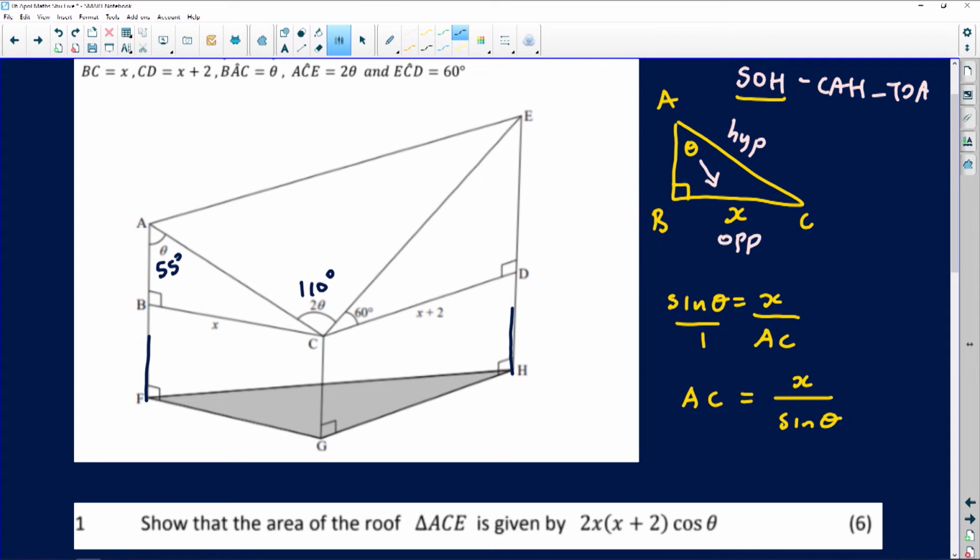We were told that BC equals 12, so this is 12. If this BC is 12, since CD is x plus 2, that makes this one actually 14 units. So I've got 14 units there.